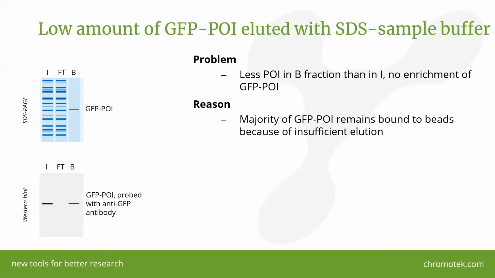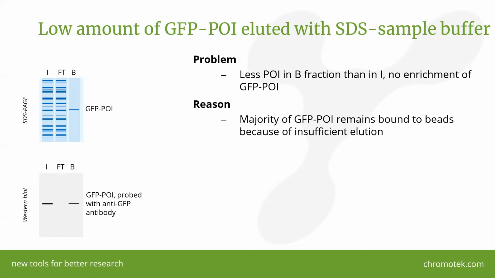The next case we would like to focus on is if the immunoprecipitation works well, but the elution with the SDS sample buffer is not efficient. You can see on the Western blot there is a faint band, but only little of the protein of interest in the bound fraction. But you can see a very, very strong band in input. So there is not really an enrichment of the protein of interest.